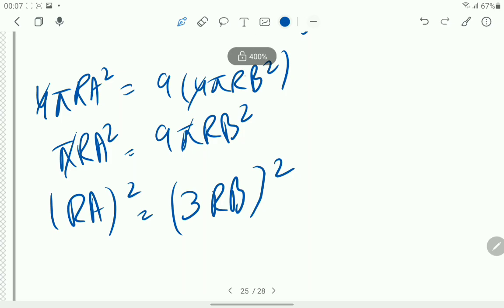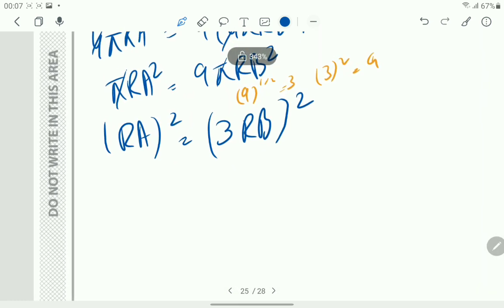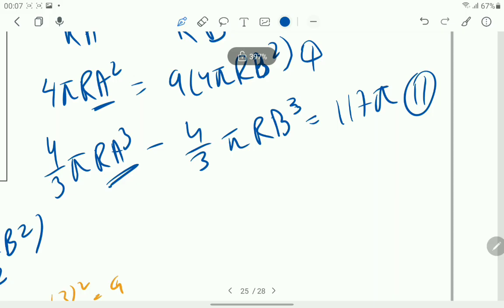Note that I just skipped a step here, where 9 is basically 3 times 3, and so 3 square should be equal to 9. This is for your understanding. So now we have RA is 3 RB. Now let's plug it in here.